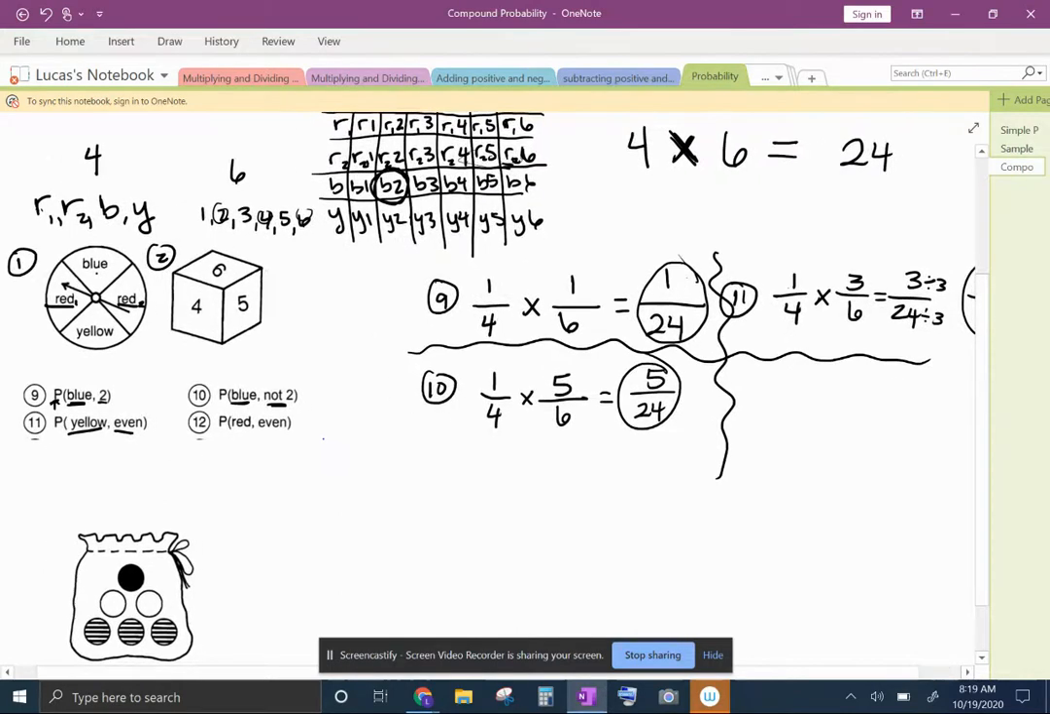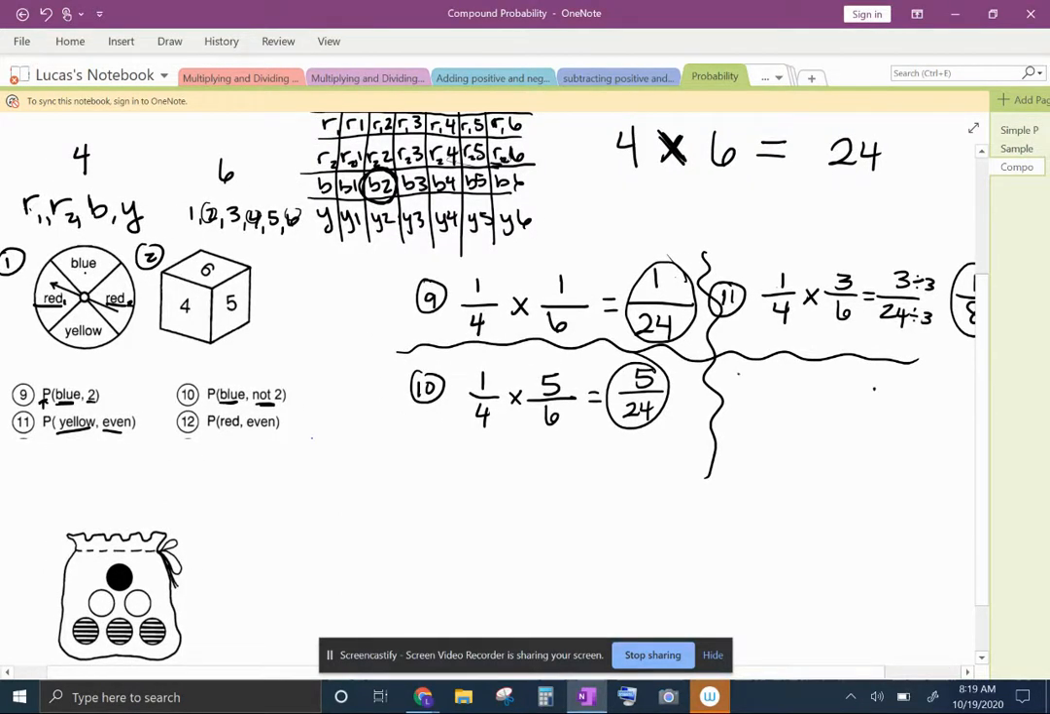Okay. Now let's look at number 12. It says the probability of spinning a red and then rolling an even number. Well, we already know even is 3 out of 6 because we just did that. But the probability of spinning a red, how many reds are there? There are 2 reds. So that's 2 favorable outcomes out of 4 total. So it's going to be 2 out of 4. So this is going to be 2 times 3 is 6, 6 out of 24. And I can actually divide both of these by 6. So that's going to be 1/4. And that's my answer for this one.